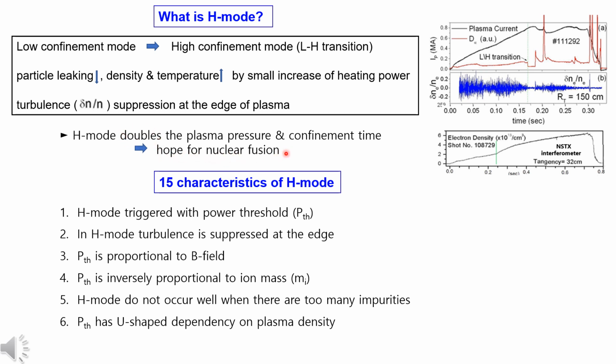Since the first discovery, H modes have taken place at almost every tokamak in the world, and their experimental features are known. First, H mode is triggered by an increase of heating power, so it has a power threshold. In H mode, turbulence is suppressed at the edge. Power threshold increases with B field. Power threshold is inversely proportional to ion mass, the so-called isotope effect. H mode does not occur well when there are too many impurities. Power threshold is high when the plasma density is too high, so it has a U-shaped dependency.